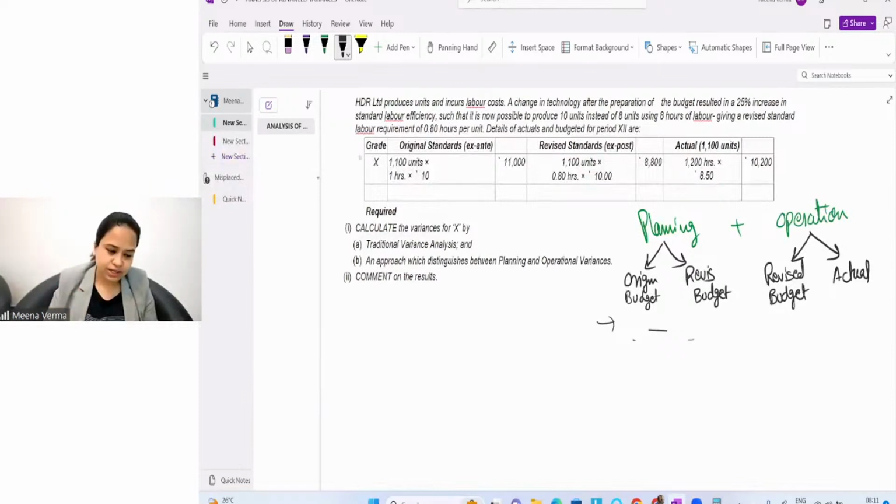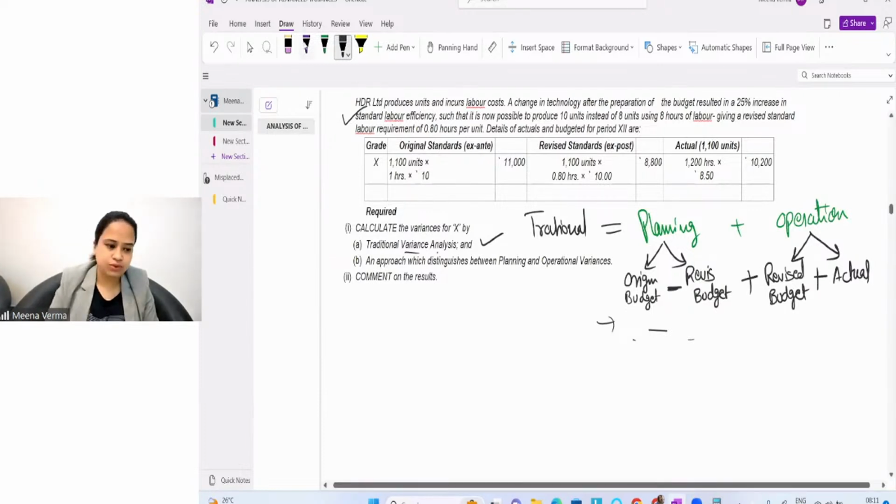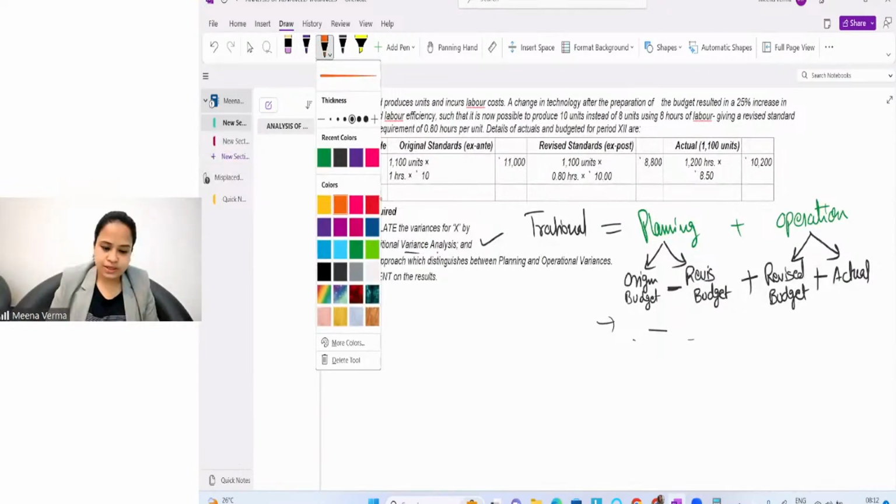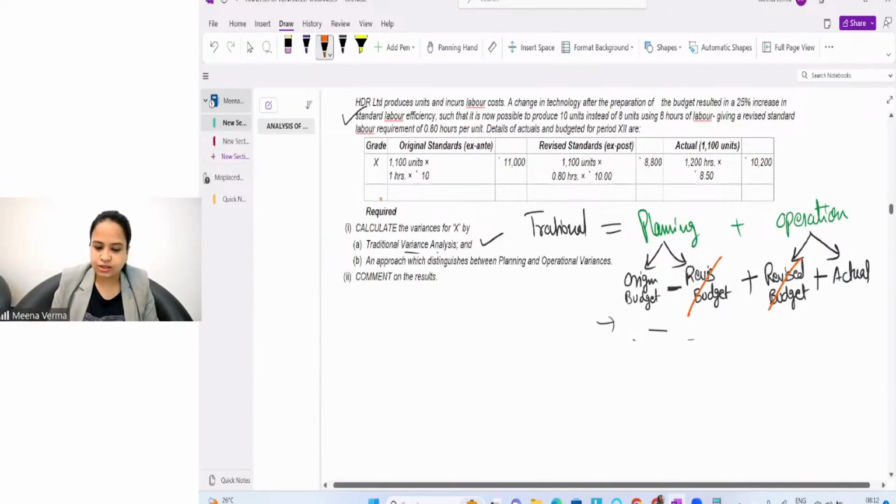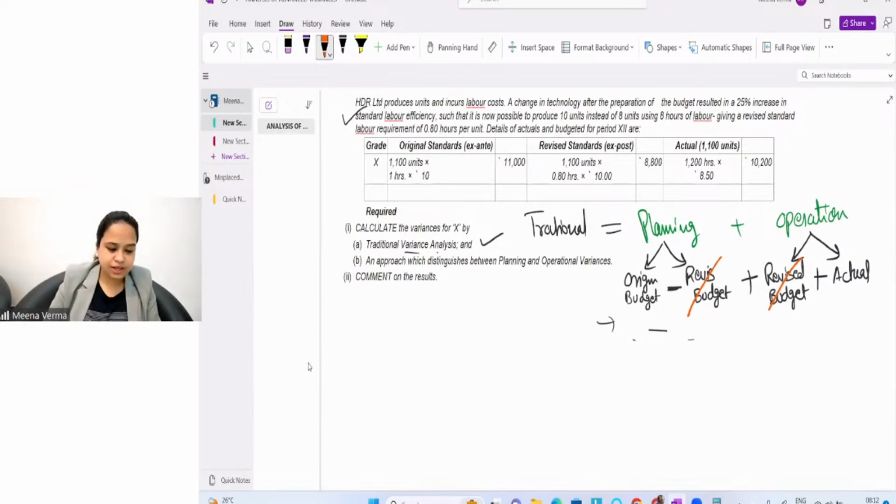So let's see what they are asking you to calculate here. First they're asking you to find the traditional variations. Traditional is actually the sum of these two variations. So you can see what will be my traditional variation. If I add these two values, you can see what will happen. These two values will cancel each other. And let me write the formula for traditional variation also.